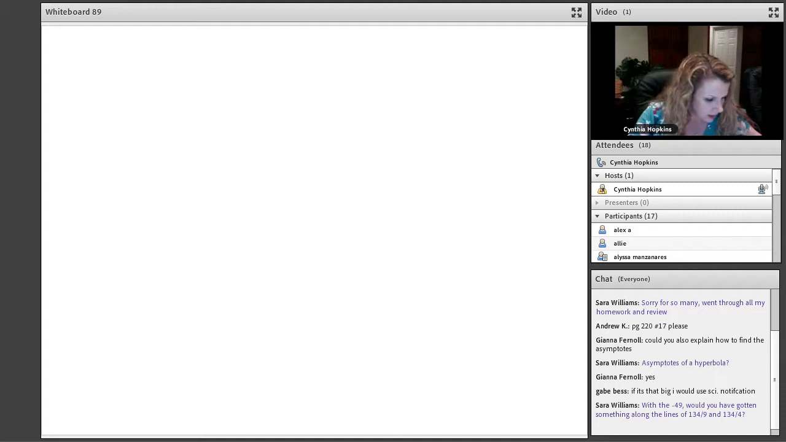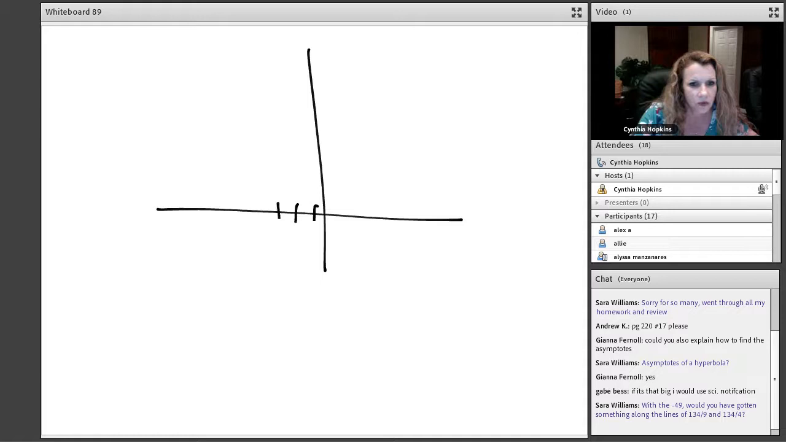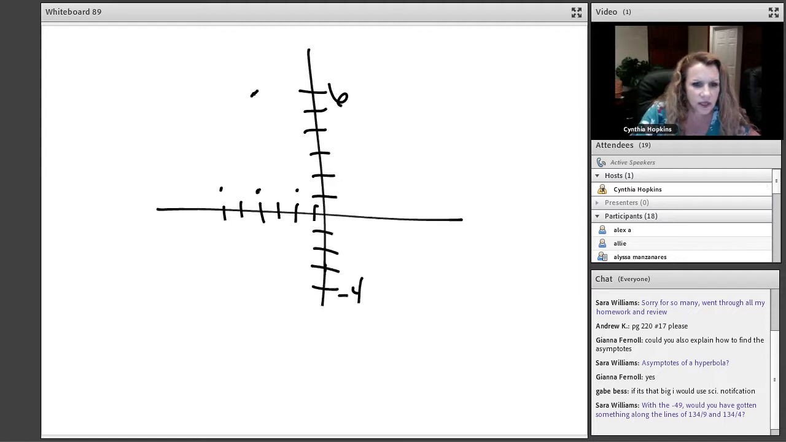Okay, so we said center is -4, +1. 1, 2, 3, 4, -4, +1. Okay, with an x radius of 2, I'm just going to go to the left and to the right 2. With a y radius of 5, I'm going to go up and down 5. 1, 2, 3, 4, 5, 6. And 1, 2, 3, 4, 5. That's a -4. And then that gives me my fundamental rectangle.